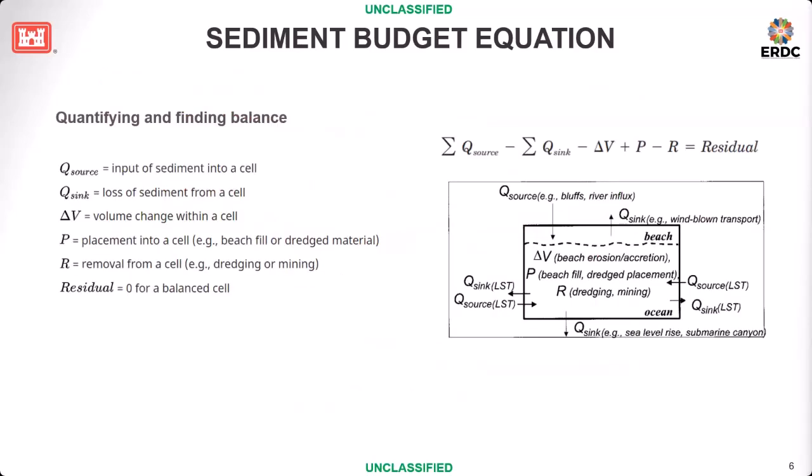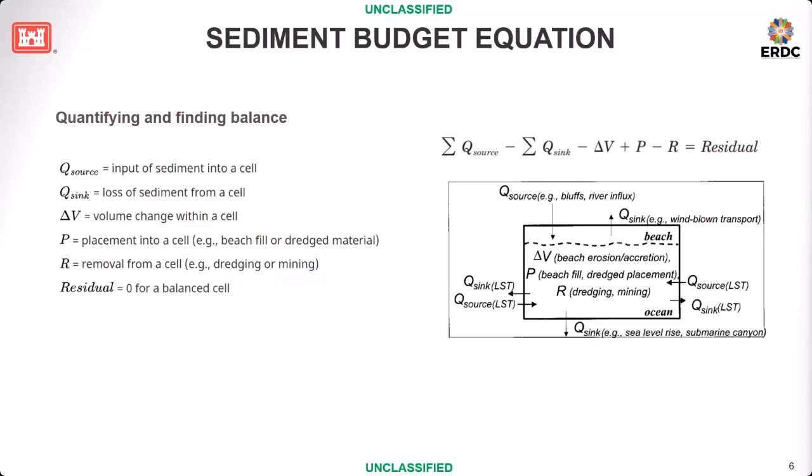Take that all together, and we have this very simple, easy-to-use equation right here. And all we're going to do is take the sum of all of our sediment sources, the sum of all of our sediment sinks, and subtract that with our change in the volume, naturally occurring volume, of course, add in our placement amounts, and then remove any dredging that occurs.